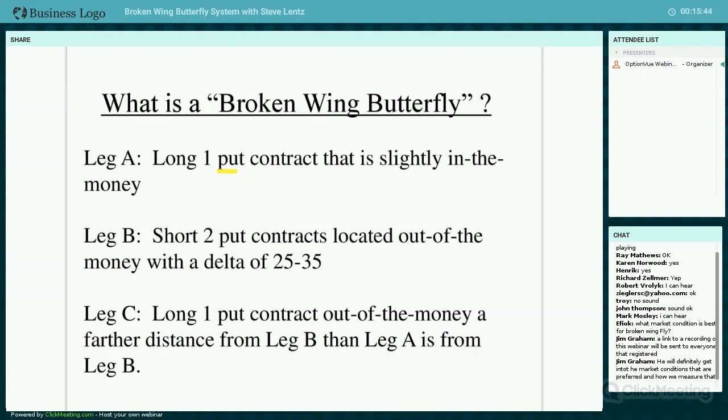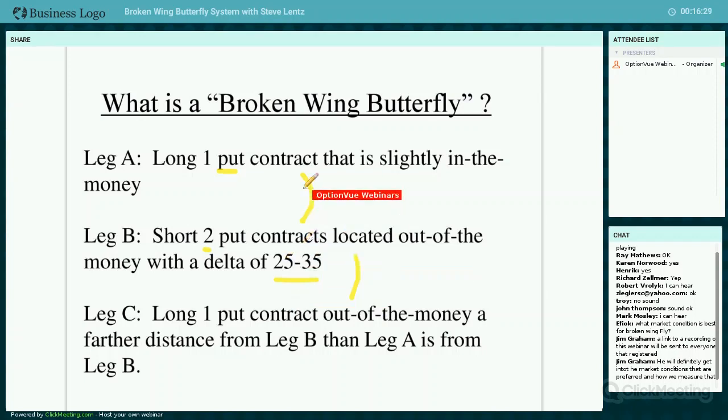We go long an in the money put, and then we go out of the money in the puts and sell 2 out of the money puts with a delta of roughly 25 to 35. Now there's going to be a certain distance between leg A and B, and then when we go to leg C, we're going to go way out of the money in the puts, not the same distance as leg A is to B, but farther than leg A is to B. We're going to go farther out such that that distance is quite dramatically more than what you'll see between A and B. Okay, so let's go look at an example of this.